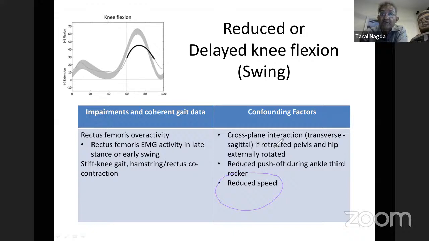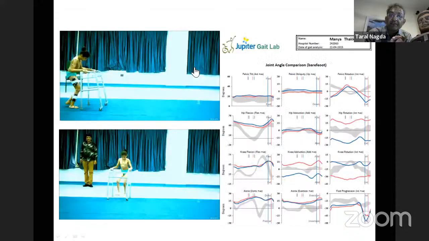Sometimes it can be because of cross-plane interaction if the pelvis and the hips are externally rotated and retracted. So the pelvis can also affect the appearance of knee flexion in many cases. When you see reduction in peak knee flexion, don't jump and call it a stiff knee gait and go on to release rectus or inject Botox in rectus. You must look at other factors, other causes of reduction in peak knee flexion.